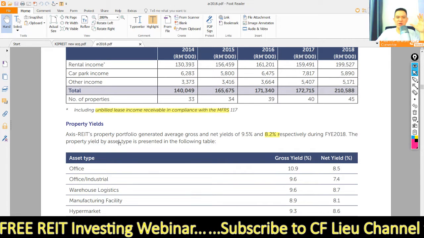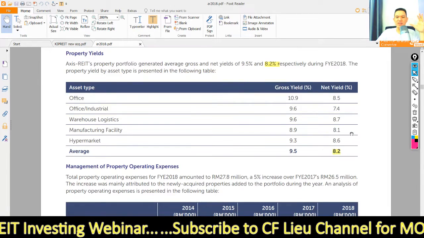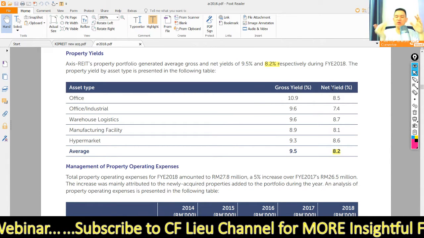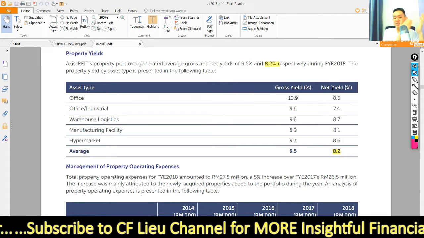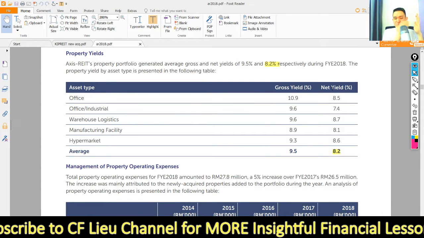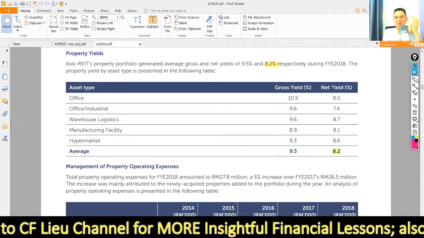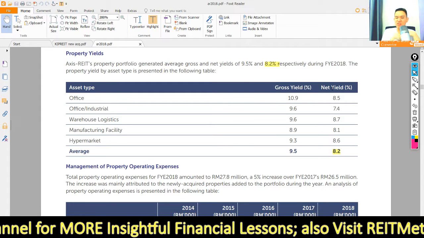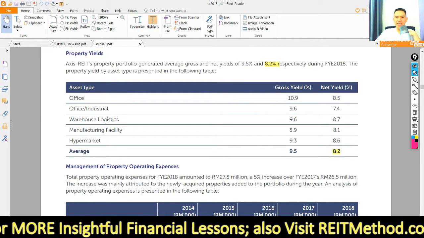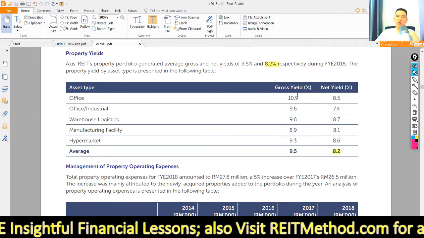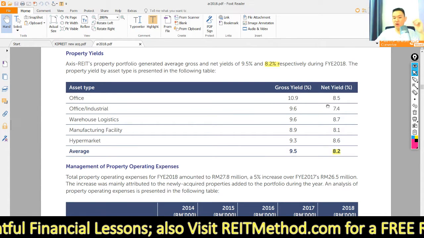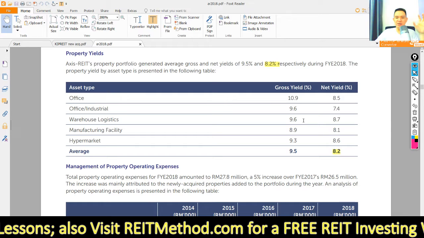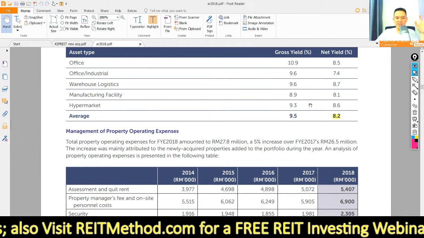Page 58, this one is for gross and net yield. Now this is also very important. It doesn't directly affect you, it indirectly affects you, because if the property yield of AXIS REIT is strong, it means they can likely command a higher rental. They show you the net yield was 8.2%. Gross yield has not yet deducted all the expenses, but net yield already deducts all the expenses. So property yield is the earning power of a specific REIT. So we just go on again.